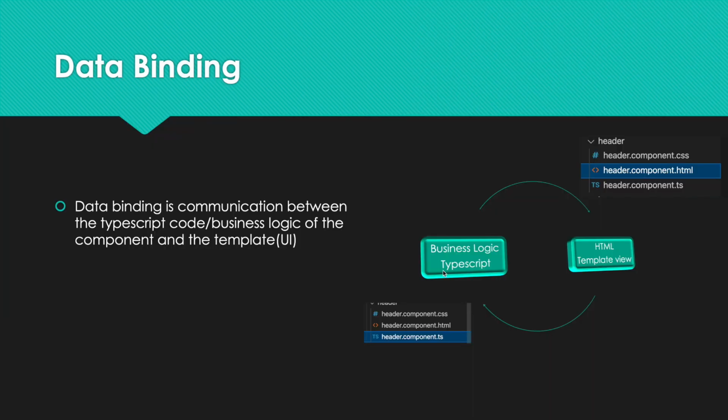So, what is data binding? Data binding is communication between the TypeScript file and our component UI. If we have written some logic in the component.ts file, we want to communicate the data to the template, which is the .html file. Or if you have something like a button or any submit button, you want to send some data from the template to the TypeScript file. So, data binding is the communication between the TypeScript and the template.